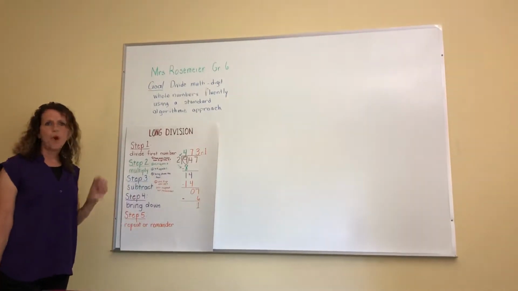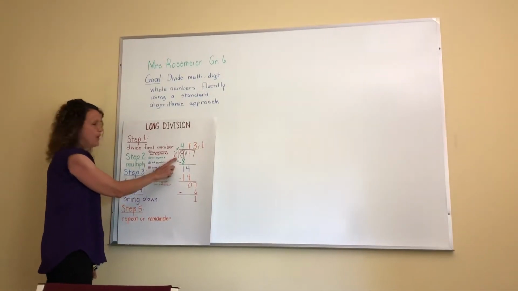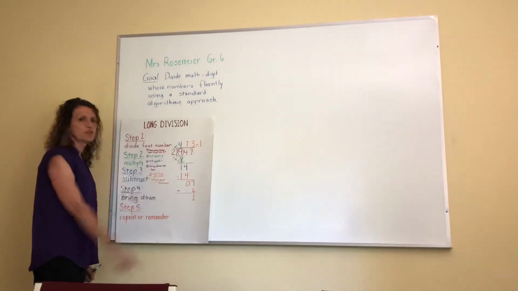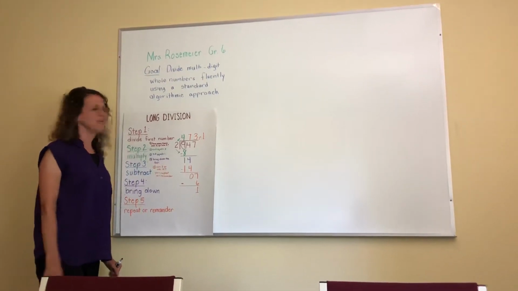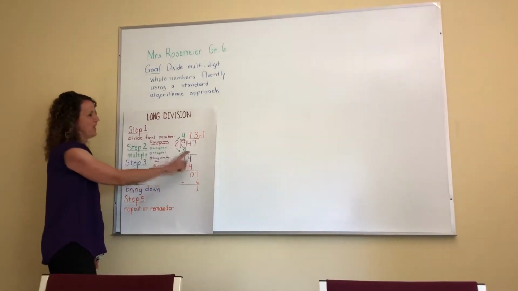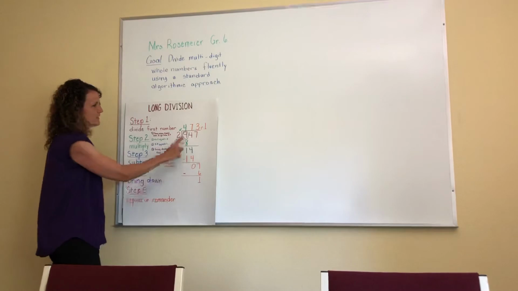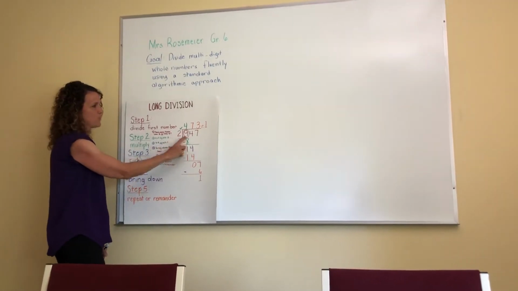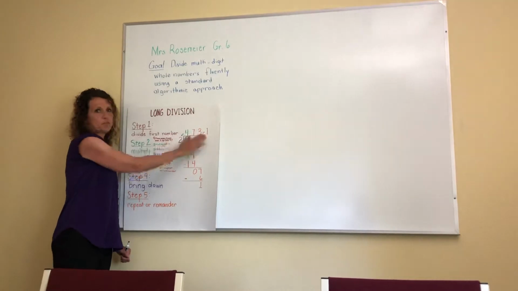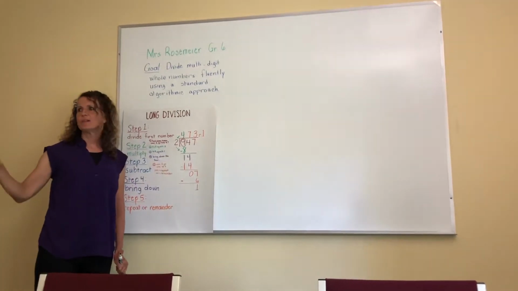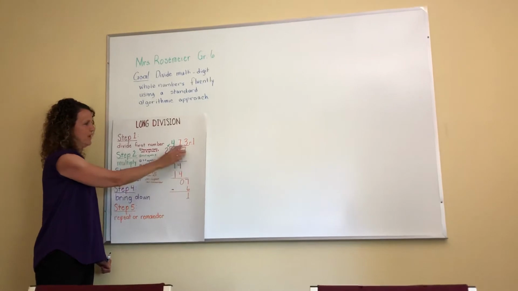But before we do that, I want to go over some vocabulary with you. Right here, we have the 2. The 2 in this problem is called, can anybody tell me what it's called? Right, this is the divisor. And then this number right here is called, yes, right, the dividend. All right, so we have the divisor and we have the dividend. And then the answer to a division problem is right up here, and yes, it's called the quotient. So we have our divisor, our dividend, and then our quotient.